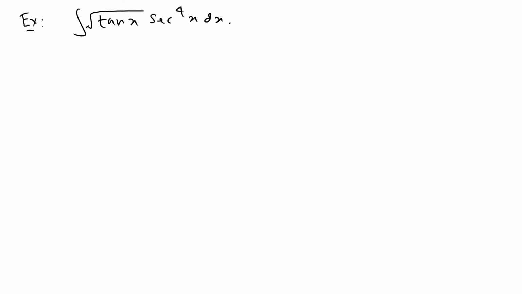Good. Now the next type. What type were we talking about here? Secant has an even power. The next one is where tan has an odd power, and you can also separate secant tan.